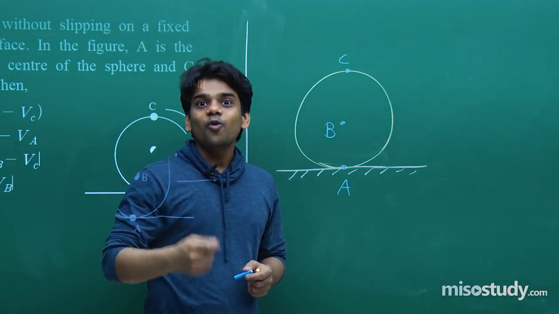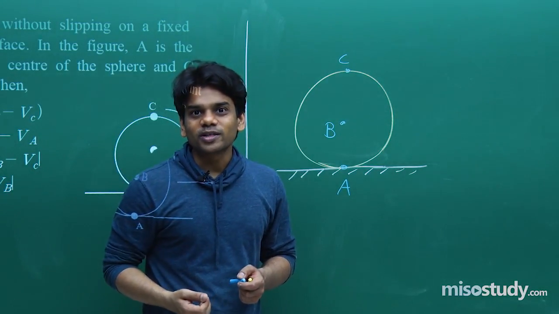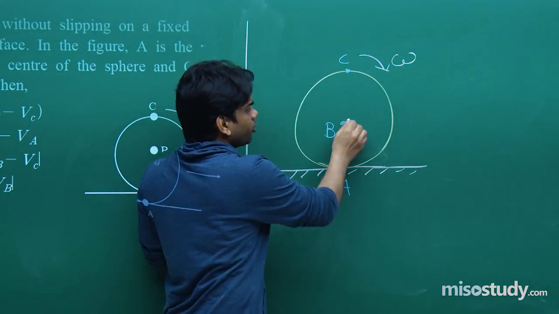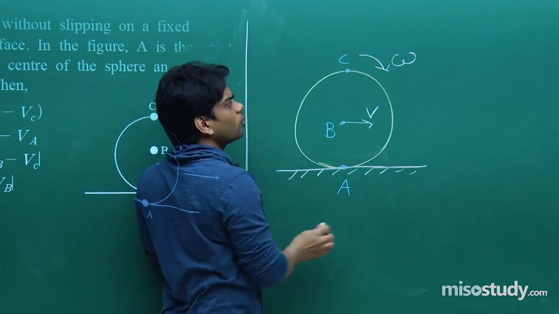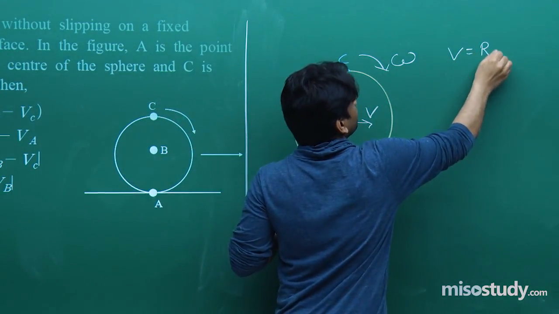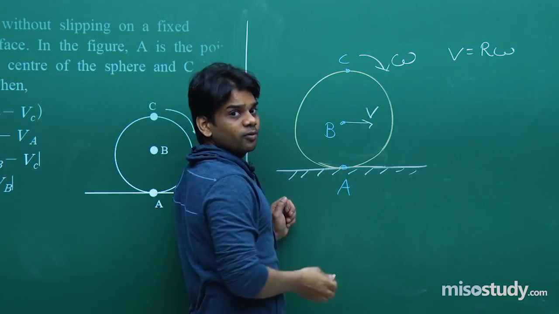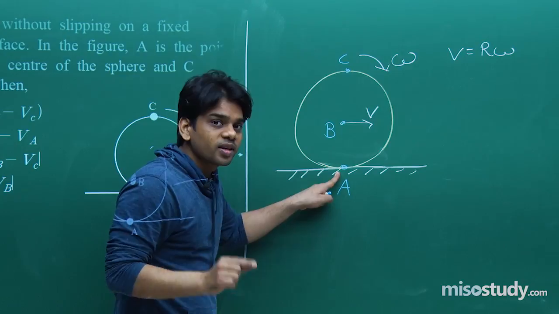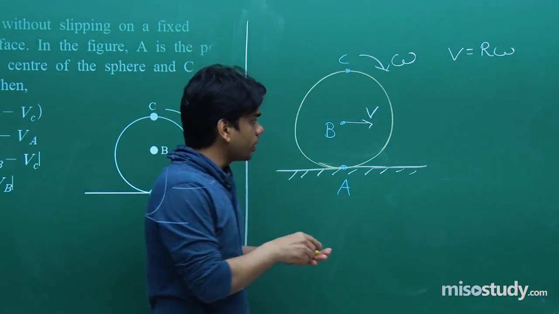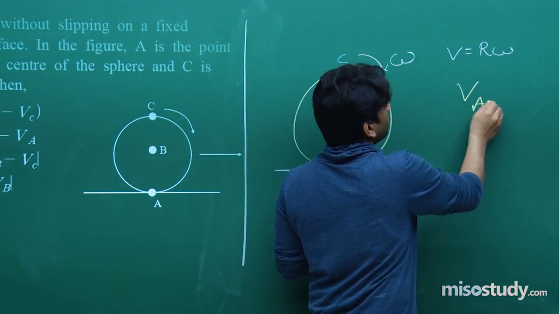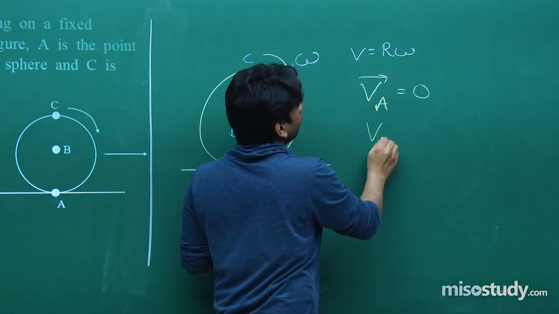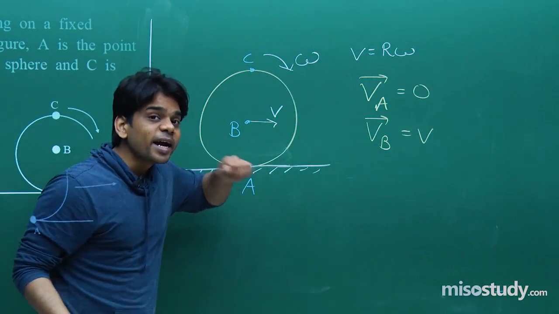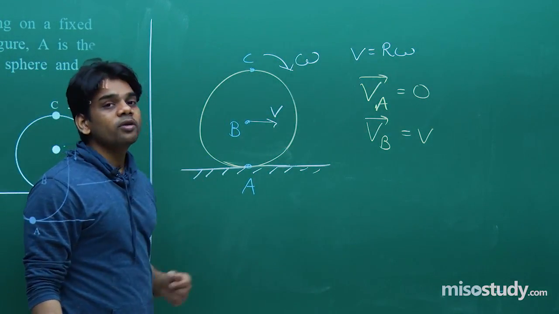And let's see how we can find out the velocity of each of the points on the sphere. Let's say it's rotating with an angular velocity omega. It will be having a linear velocity, let's say v. V will be equal to r into omega. In this case, the point B is having linear velocity v. Now, the bottommost point, its velocity, we know that that is 0. So, need not worry about it. So, velocity of A, let's mark it as 0. Velocity of B is equal to v, and it is towards the right hand side. We are taking the right hand side as positive, left hand side automatically will become negative.